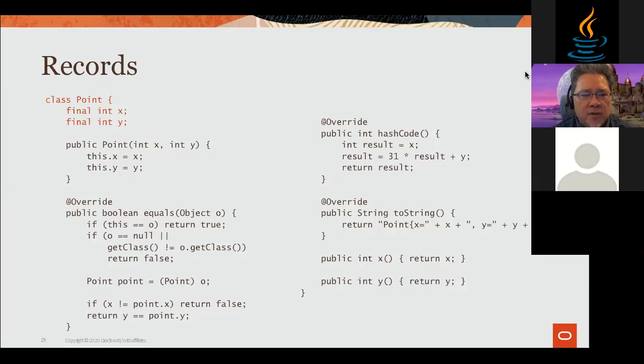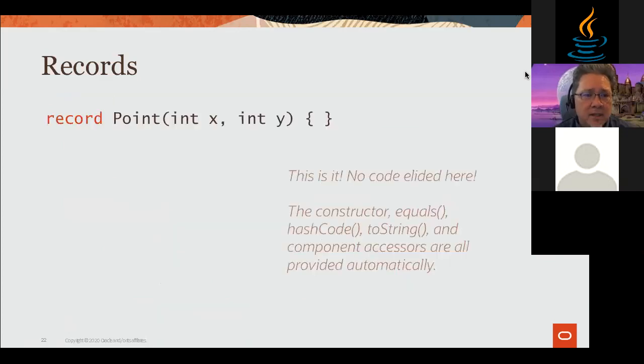So that's a lot of code, right? I had to write it really small and put it into two columns. And that's a lot of code to support a point which just has two fields and otherwise has really no interesting behavior. So if you want to write this as a record, you just say record Point(int x, int y), then braces, and that's it. This is not an abbreviation. This is the actual complete source code of a record, and this is pretty much equivalent to the code on the previous slide.